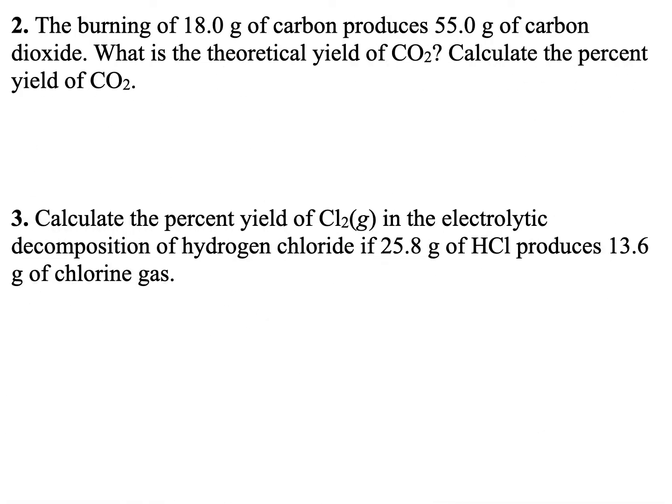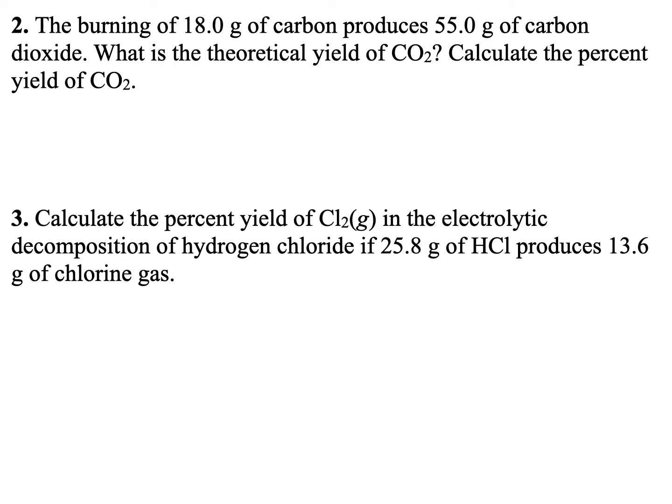The second one, the burning of 18 grams of carbon produces 55 grams of carbon dioxide. What is the theoretical yield of carbon dioxide? Calculate the percent yield of carbon dioxide. Well, there's something missing here. We're missing the reaction. The burning of carbon produces 55 grams of carbon dioxide.